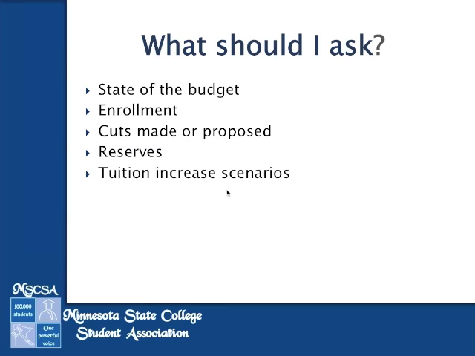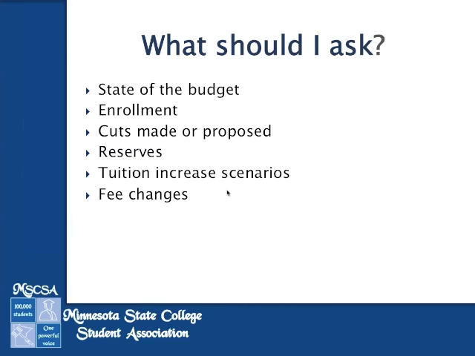So if your administration comes to you and says, as part of the budget, we're proposing a tuition increase of 3%, that's great. You should learn about that, figure out the rationale and how that would help your school. But you should also ask, okay, can you also show us what the budget would have to look like if we only raise tuition 2%, or 1%, or 4%, looking at those different scenarios to truly understand how tuition impacts the rest of the budget decisions on campus.